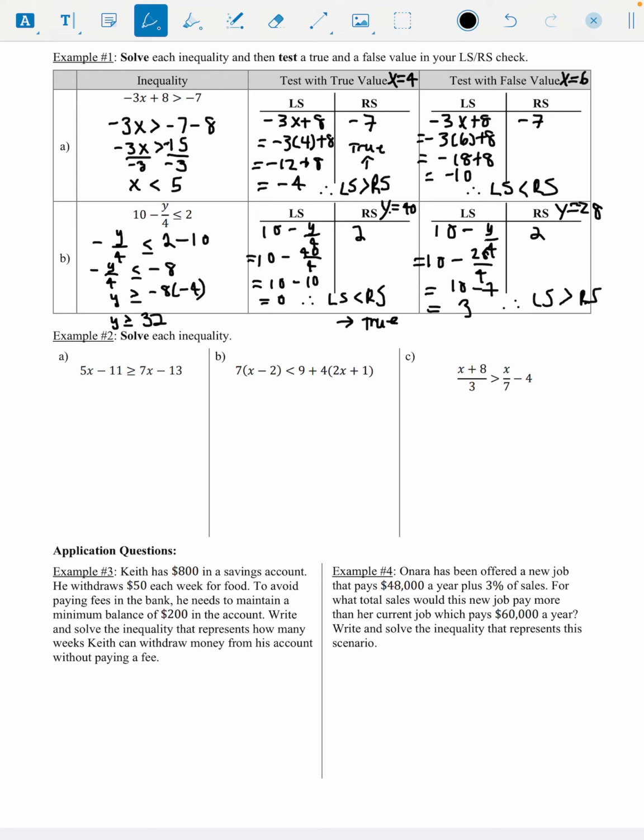So I want you to try example 2 by yourself now that you've had some practice solving inequalities. These are multi-step ways to solve, similar to the ways that you've learned from 3.1 to 3.5. So just pause the video and come back to it when you want to check your answer.